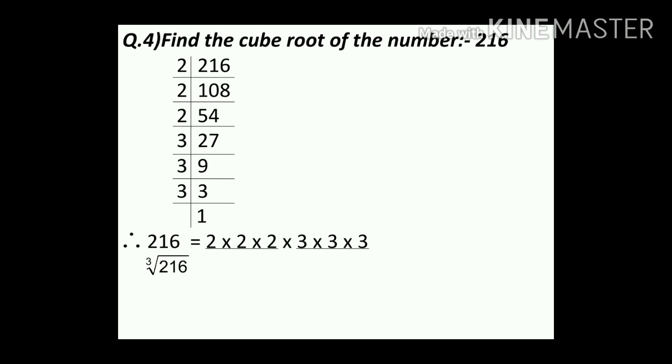Now cube root of 216 equals 2 into 3. 2 threes are 6 we get, children. Therefore cube root of 216 equals 6.